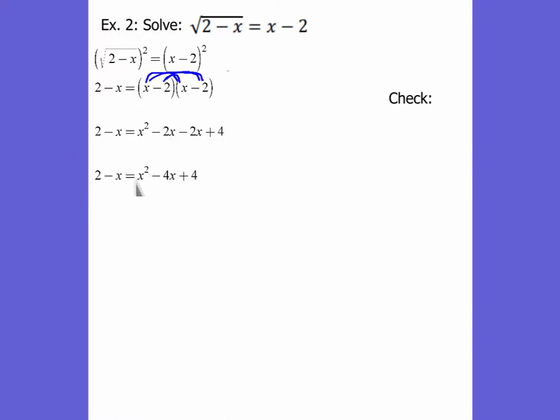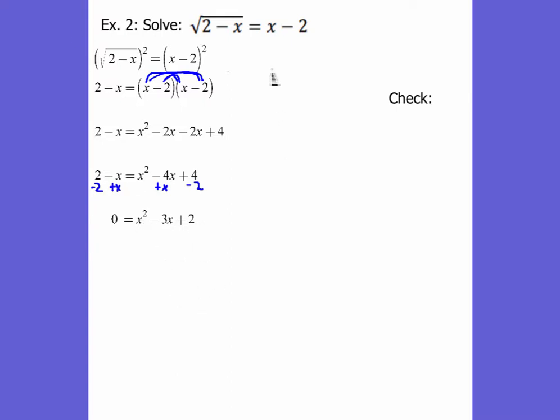I've got a quadratic equation now, so I need to get one side equal to 0. I'm going to do that by subtracting 2 on both sides and adding x on both sides. If I do that, I end up with 0 equals x squared minus 3x plus 2.